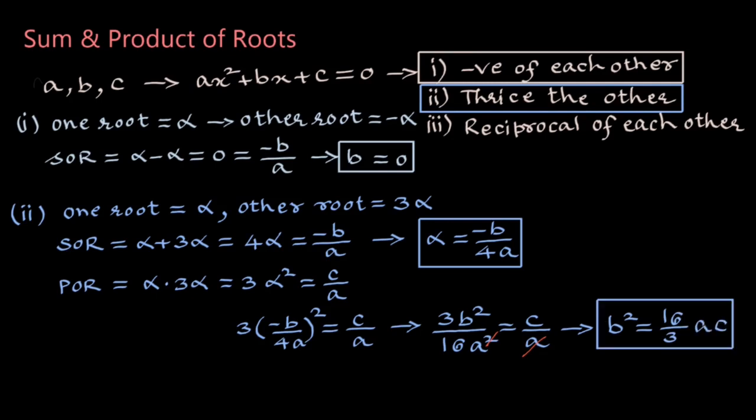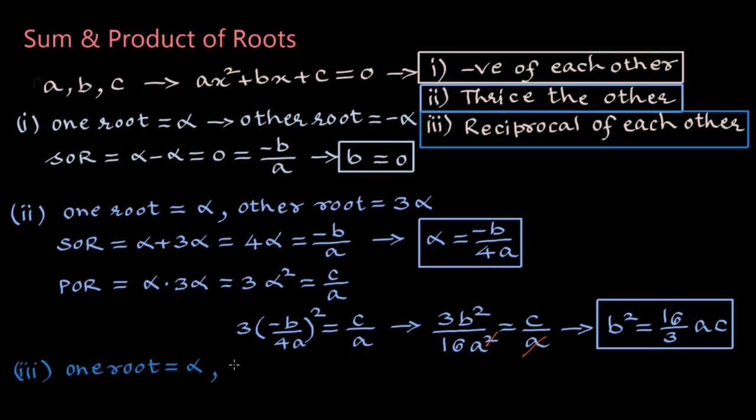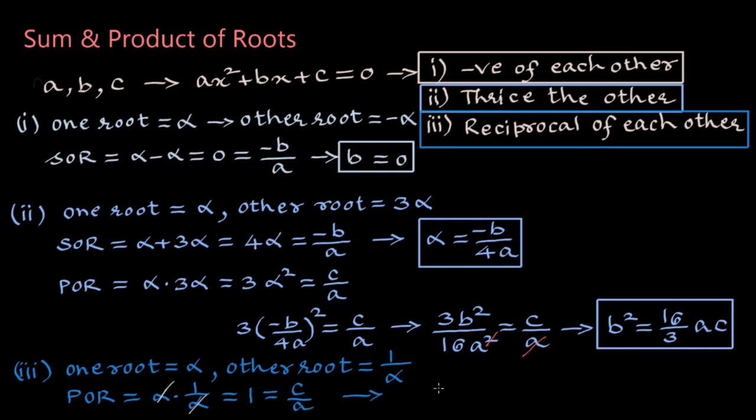Now answering the third question, if one root is alpha, the other will be 1 upon alpha. The product of roots gives alpha into 1 upon alpha equals 1, which is also, as we know, c upon a. This gives c equals a, and this is the third condition that we got.